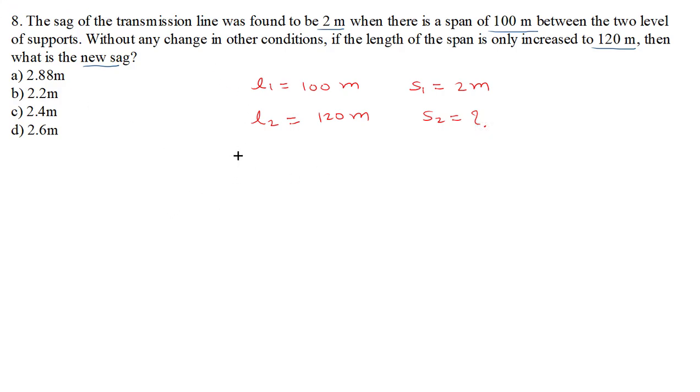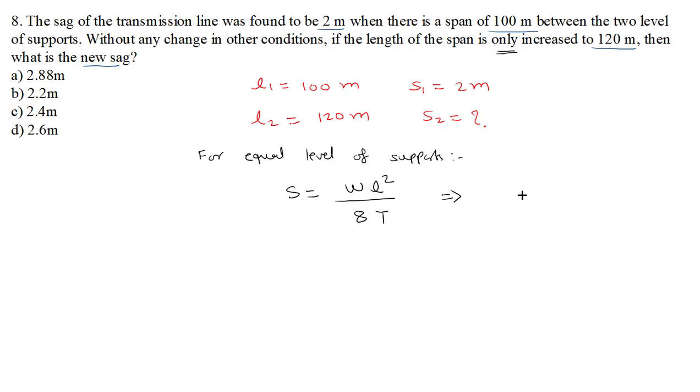We know that for equal level supports, here they have not mentioned equal or unequal level, so we can assume equal level of support by default. For equal level supports, sag S is given by W L square by 8T. Here W is the weight of conductor per unit length, L is the span length between the two towers, T is the tension in the conductor, and S is the sag. Now here they have told that only length is changed.